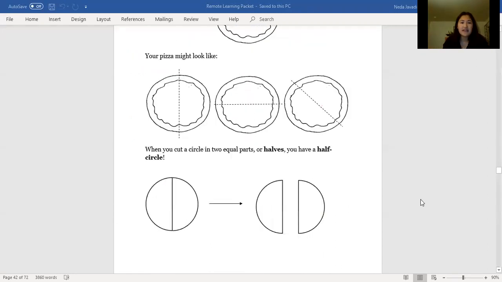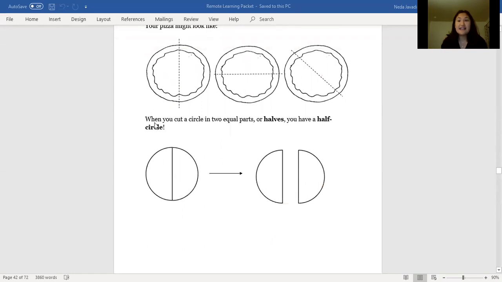I'm going to scroll down on my page. This next part says, let's read it together. It says, when you cut a circle in 2 equal parts or halves, you have a half circle. So in this picture right here, we took a circle and we cut it into 2 equal parts. I see 1, 2. Then they just took the 2 parts and ripped them apart. And now you have 1 half circle and another half circle. Nice. Let's keep going.